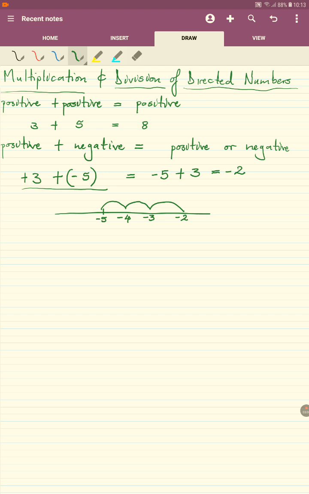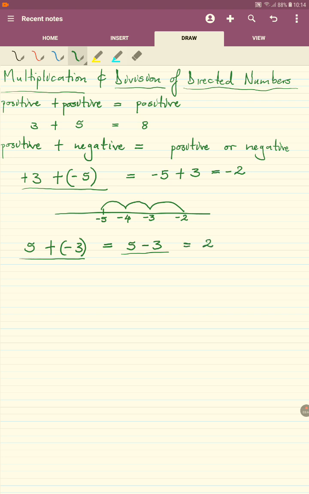So the answer here will be minus 2. But let's say the question said 5 plus minus 3. This is the same as 5 minus 3, because the negative will overpower the positive. So this side here is the same as this side here. So it's the same as 5 minus 3, which gives us an answer of 2.